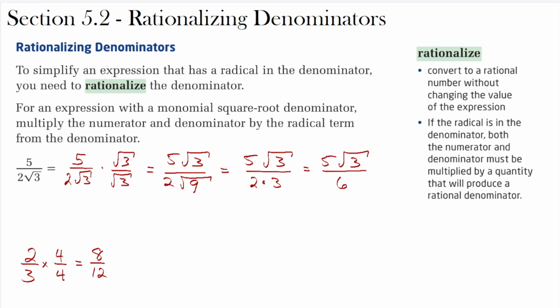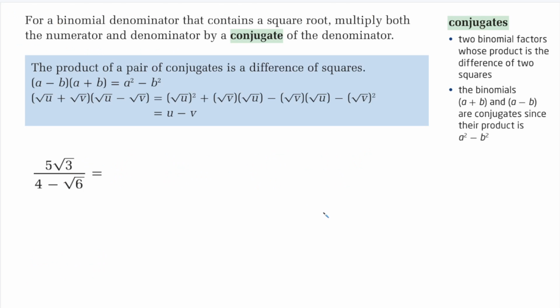Alright, so now let's try a trickier one. This is with a monomial type denominator. Let's look at one where the denominator has 2 terms. Okay, so this is more of a binomial denominator. It's got a square root, and the way that we're going to get rid of this denominator, 4 minus root 6, is we're going to multiply by something called the conjugate.